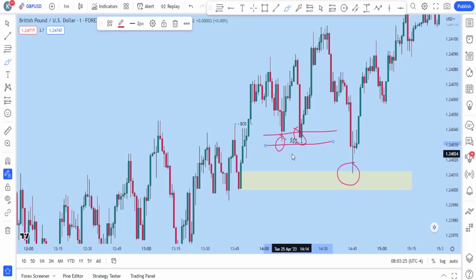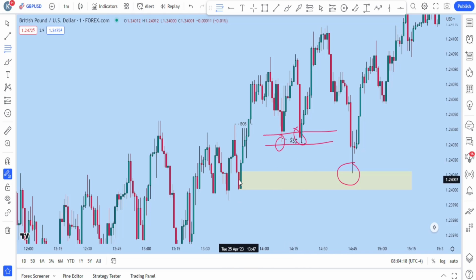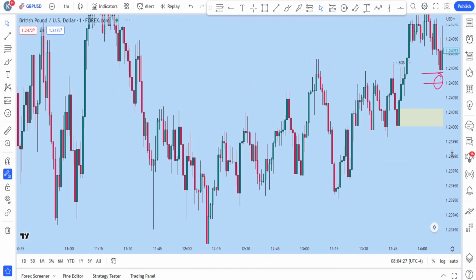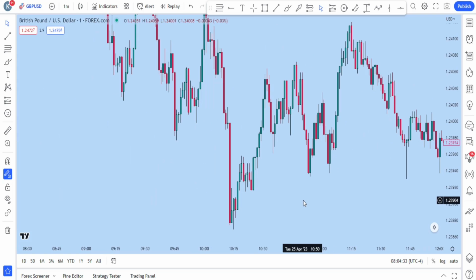What we call inducement, I said, is deception. It's a deception. It's not the right place to enter trade. Okay, so this is what we call an inducement. So the point of interest is basically here, and then price reached out to it before pushing up. You're going to see this time and again. This is basically how inducement operates. This is also an inducement, guys.